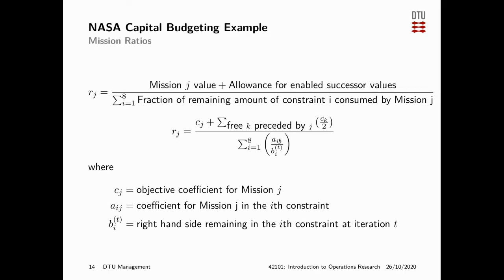The denominator here sums over the 8 constraints, as I said. It looks at the resource consumption in each of these constraints for mission J, and BIT here just states the remaining resource in constraint I at iteration T. Remember, the greedy heuristic is an iterative approach, so we will make a selection initially. We will then reduce the resources that the selected mission used, and on the next iteration, we will have fewer resources available to schedule new missions.